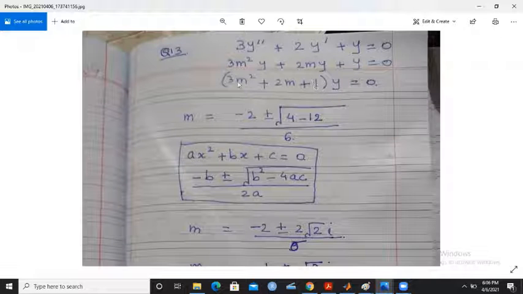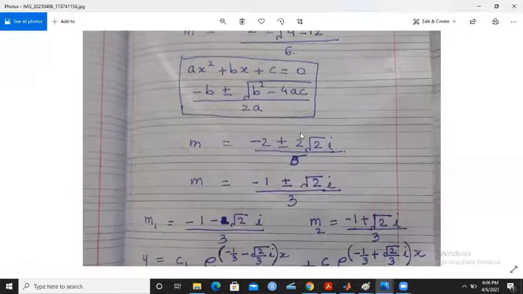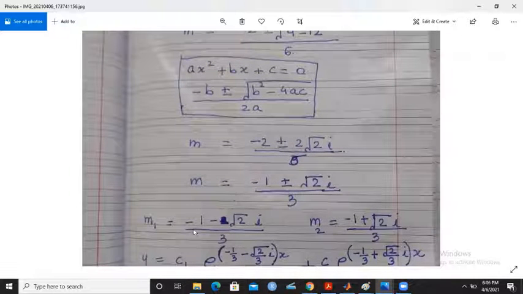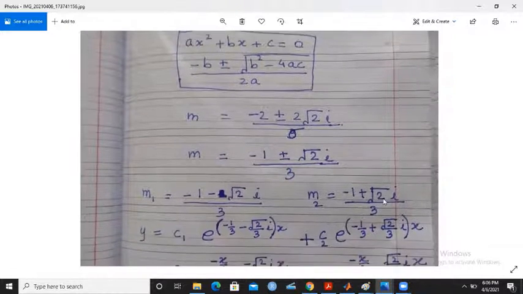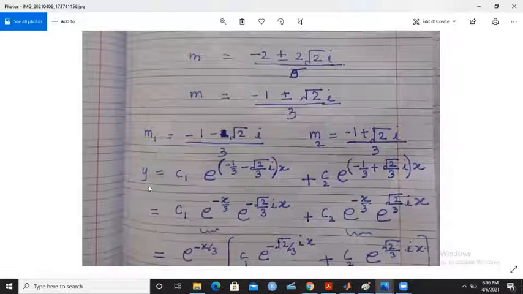I will put it equal to 0 and I will use this identity. Okay, so I have ax square plus bx plus c is equal to 0. This means that minus b plus minus root b square minus 4ac divided by 2a are the two roots for this equation. Okay, so I will put the values of these coefficients here, and I will get the roots. I have two roots now, minus 1 minus root 2 i by 3 and minus 1 plus root 2 i by 3. I will substitute these values into the standard answer.